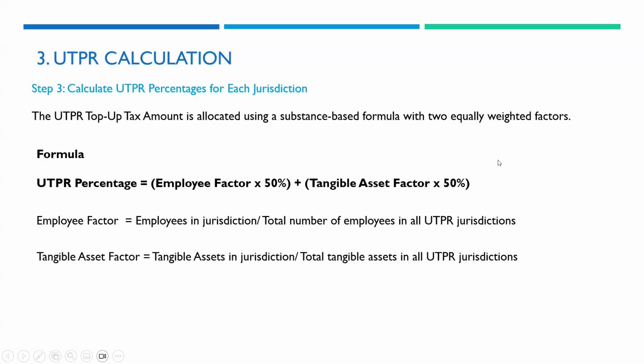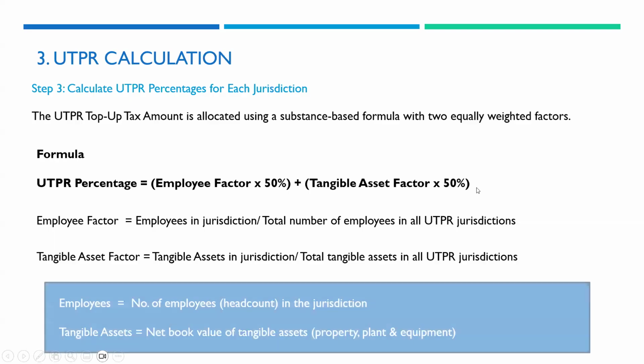Basically they are dividing the residual top-up tax allocation on the basis of the average of the employee factor and tangible asset factor. So what they are essentially trying to do is that those with better substance have to pay more taxes. Those with good investment or better substance there are doing more economic activity there, so they have to pay the untaxed profits in their constituent entity.